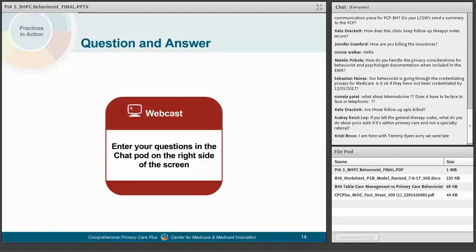Very good. And then we had another question come up. So if you bill the general therapy codes, what do you do about prior authorizations if it's within primary care and not a specialty referral? Sorry, can you ask that question again? Yeah, you bet. So when you're billing the general therapy codes, what do you do about prior authorization if you're delivering those services in primary care and not a specialty referral?